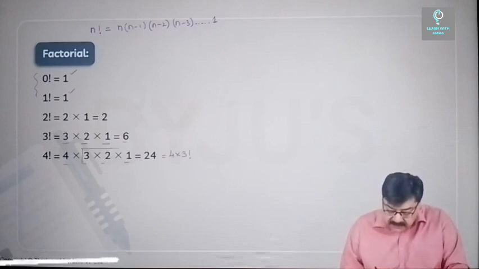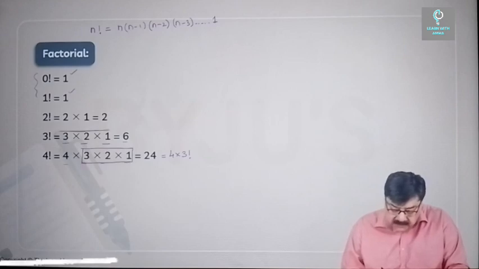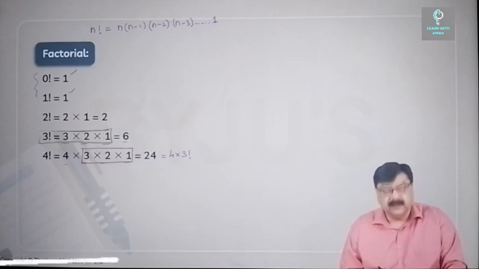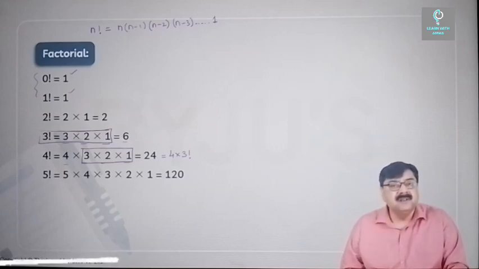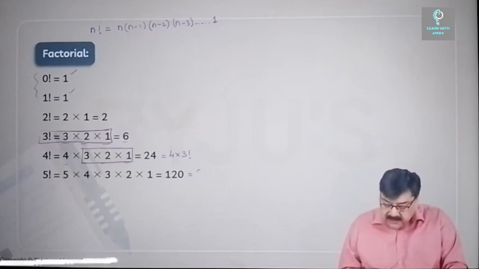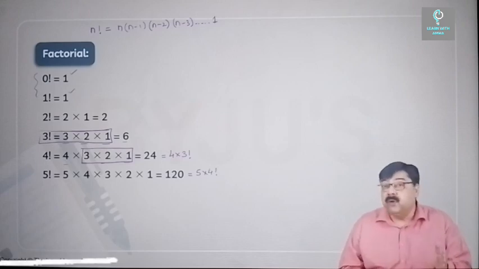Now this you can see, 3 into 2 into 1. What is it? It is nothing but 3 factorial. 5 factorial is 5 into 4 into 3 into 2 into 1, which is 120. This can also be written as 5 into 4 factorial. It can be written as 5 into 4 into 3 factorial.